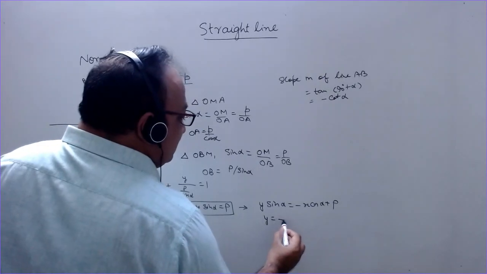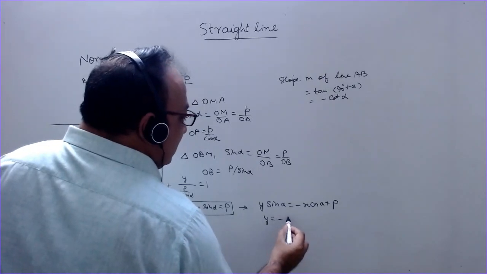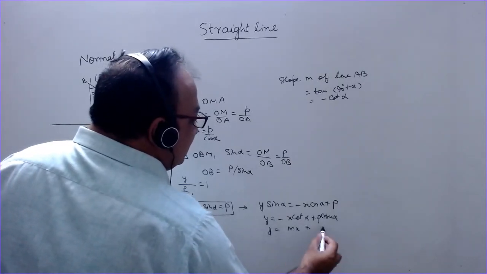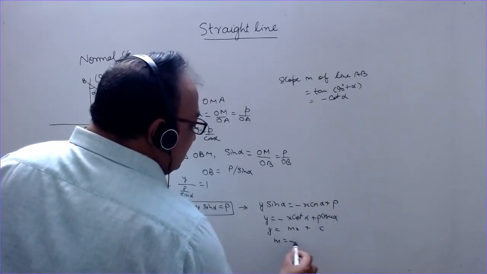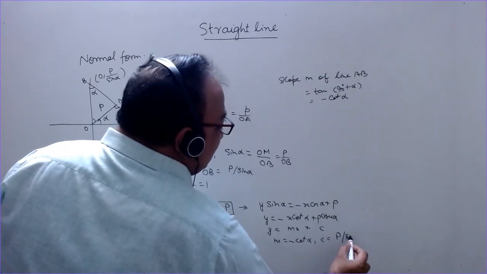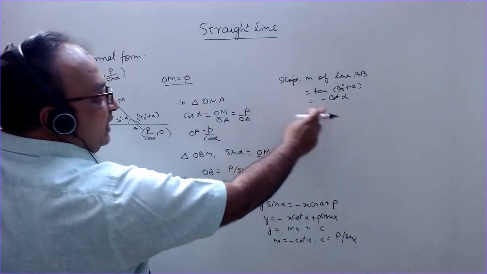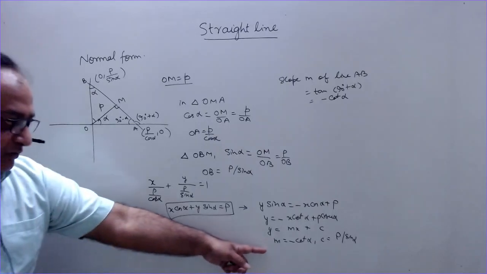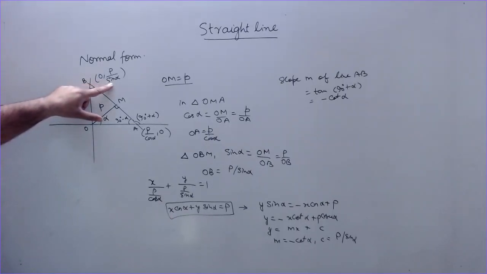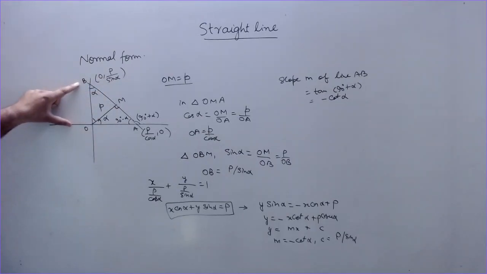Or y is minus... Compare this with y equal to mx plus c. m here is minus cot alpha and c is p cosec alpha or p by sin alpha. So slope I have found is minus cot alpha, and the intercept on the y-axis is p by sin alpha. This distance is p by sin alpha. So one form can be written in another form also.